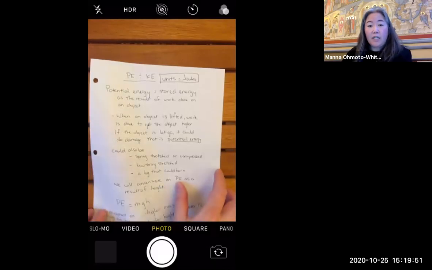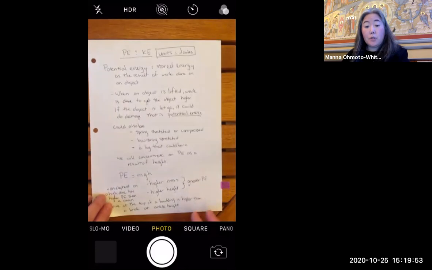Potential energy and kinetic energy. So the units are joules. So already you should get the sense that it is related to work in a way. And so potential energy is a stored energy as the result of work done on an object. So there are many kinds of potential energy.